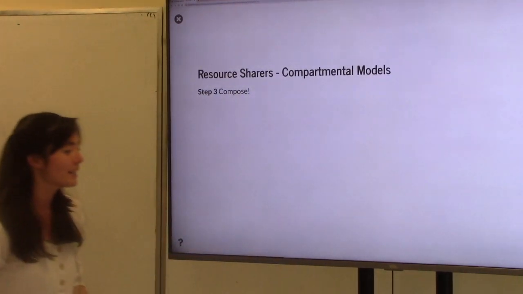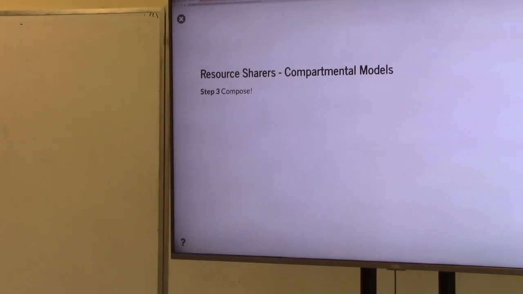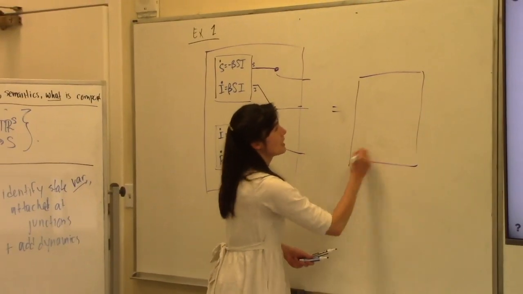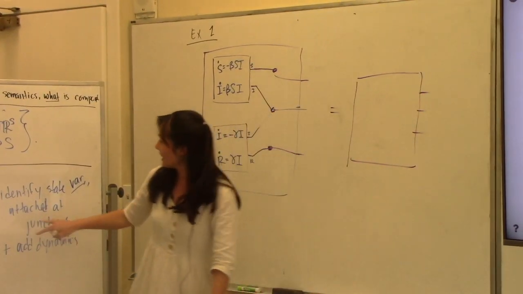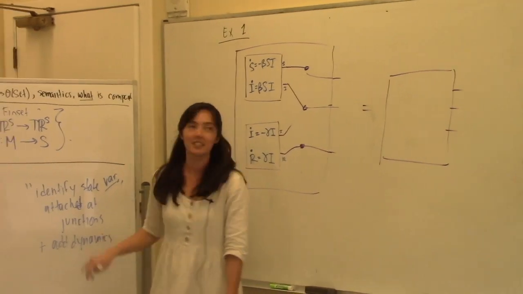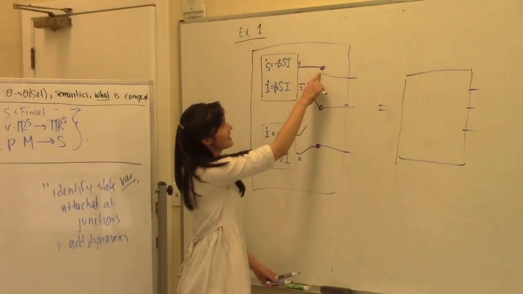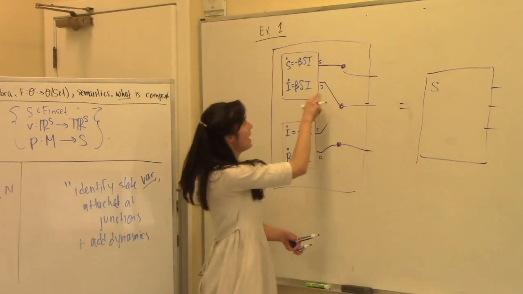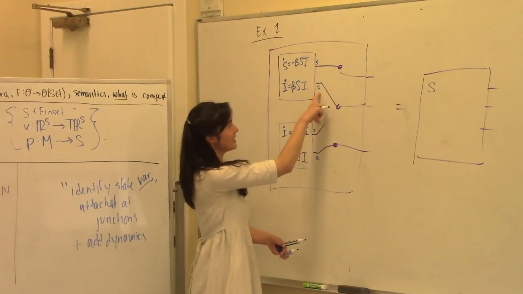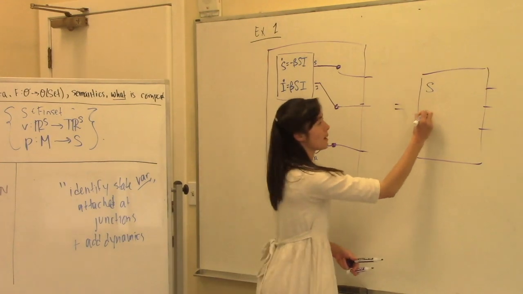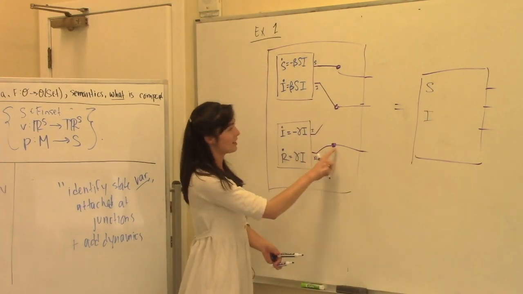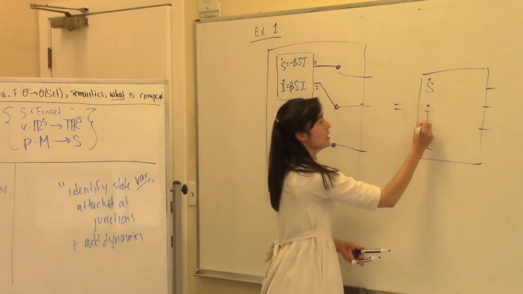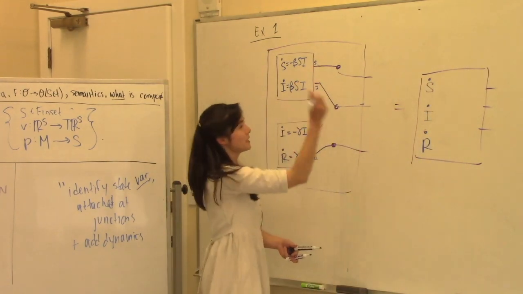All right, so finally we do the composition, and I'll tell you what the composition is. So the rules are identify state variables attached to junctions. So S, not attached to anything. I, both of these are attached, so now I only end up with one I population. R, all on its own. What are the dynamics? Well, the S and the R are going to be the same as before.